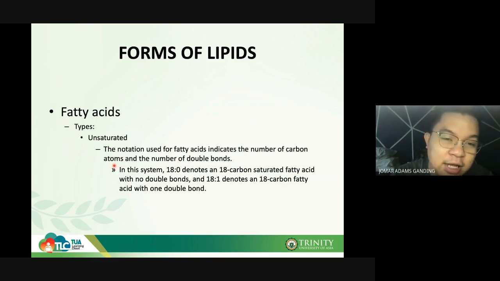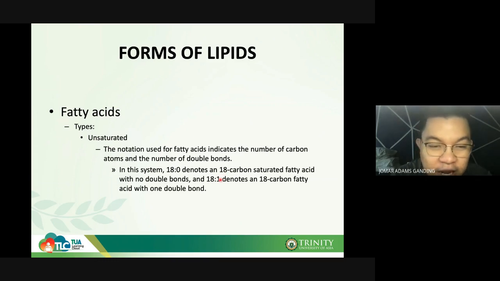the number of carbon atoms and the number of your double bonds. So, if you say 18:0, that denotes an 18 carbon saturated fatty acid with no double bond. On the other hand, when we say 18:1, this denotes that the 18 carbon fatty acid is an unsaturated fat, containing one double bond already.